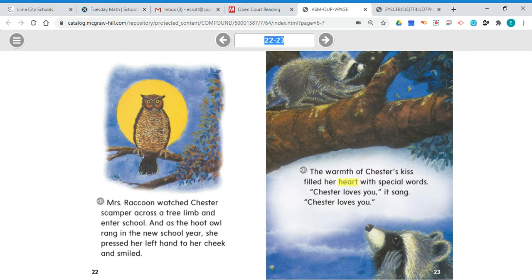The warmth of Chester's kiss filled her heart with special words. Chester loves you, it sang.